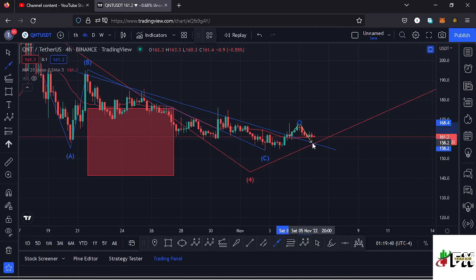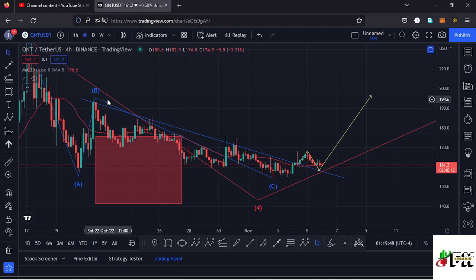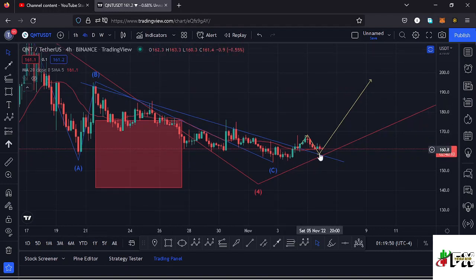And once we get the retest and the retest is a success, there are high chances that Quantum is going to give us a very nice bounce to the upper side, maybe back to around the $195 mark. So let's be patient and see how that plays out.